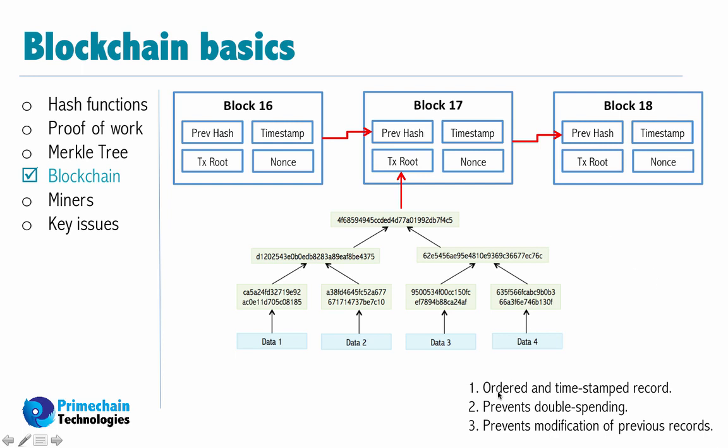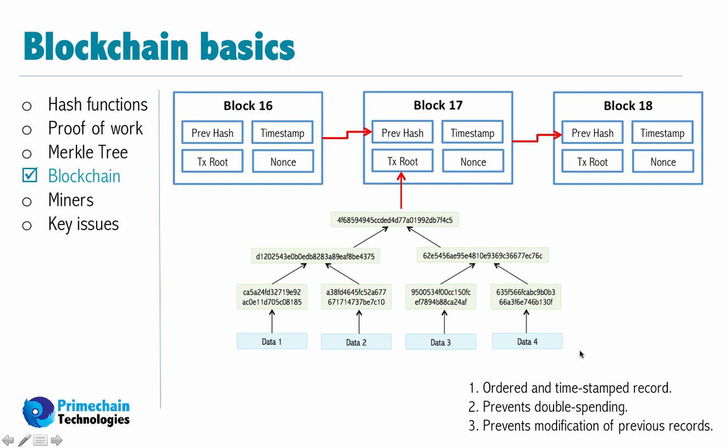As we can see, a blockchain is an ordered and time-stamped record. So this order is very important and is always maintained. It's 16, 17, 18. You can't really change this. And there is a timestamp for every block. In a scenario where a blockchain is used for cryptocurrencies, for example Bitcoin, this particular architecture prevents double spending.